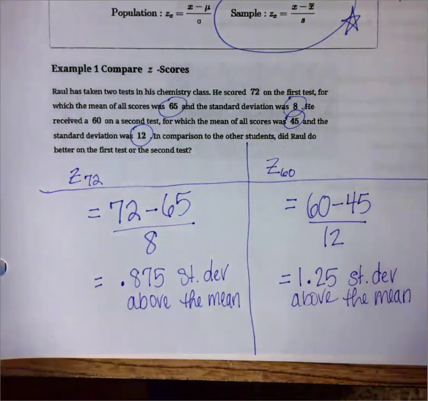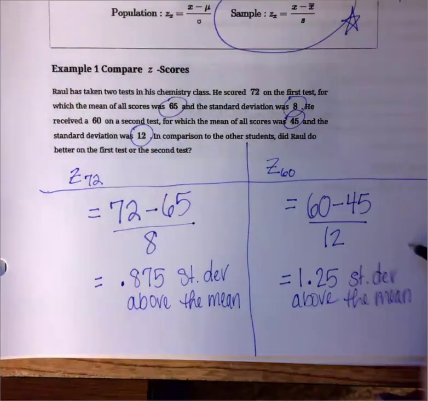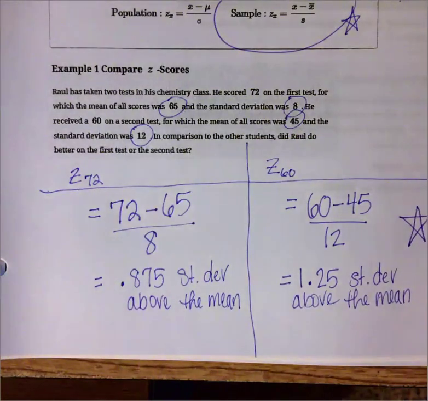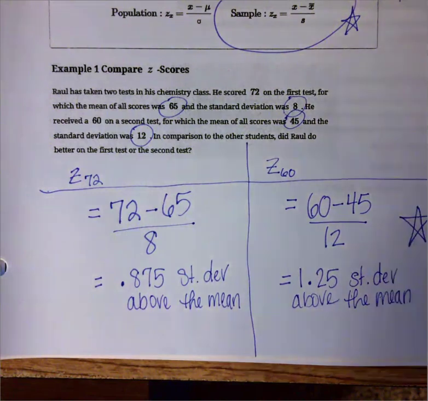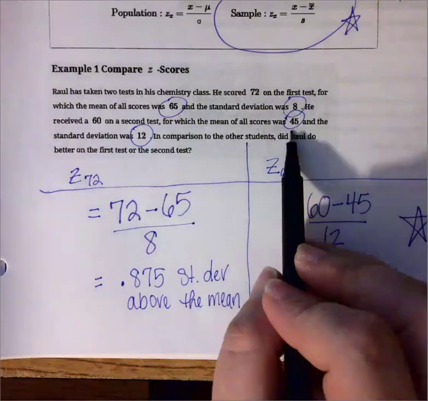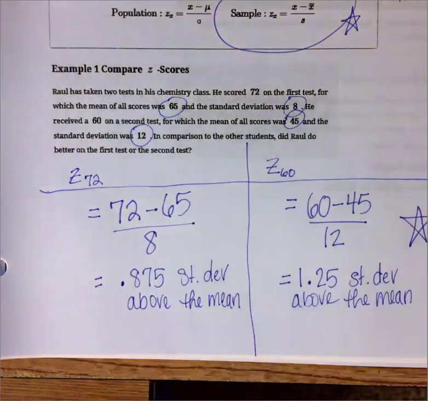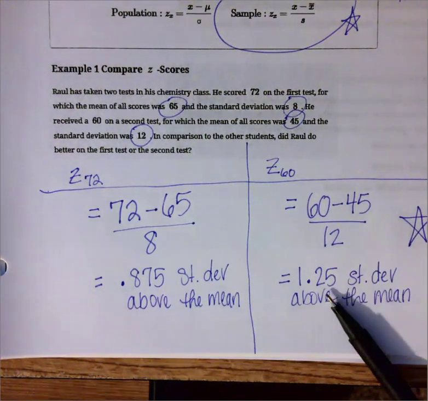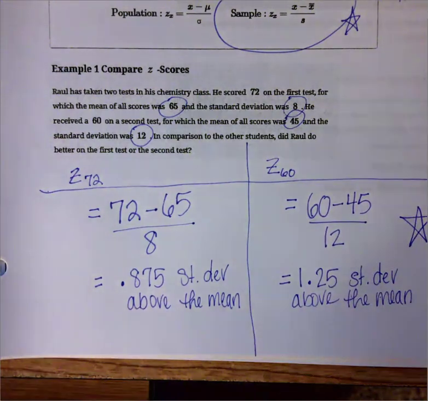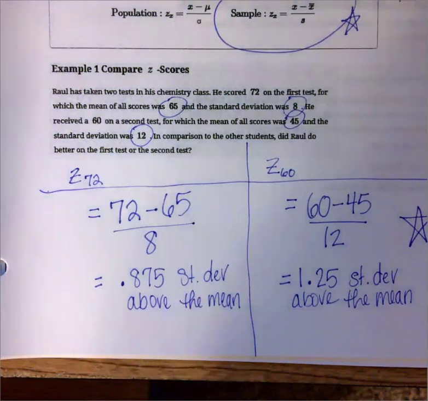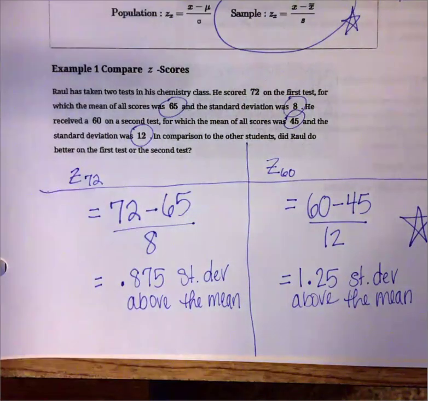So if we want to compare him against the other students, he did better on the second test. Better than the other students. And the reason is the average was only a 45, and he has a 60, which is 15 points above the mean. And his z-score is much higher, and that means he did better than they did as a whole. So again, z-scores are going to be used when comparing different things.